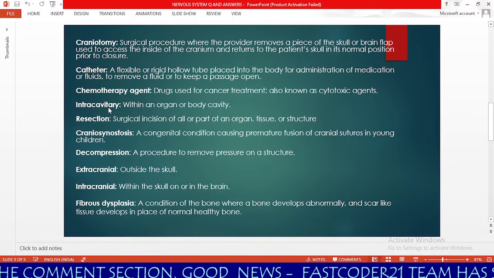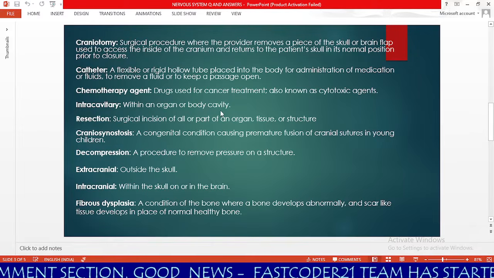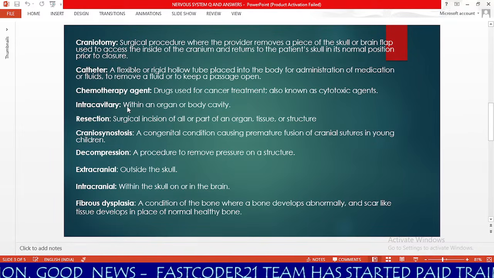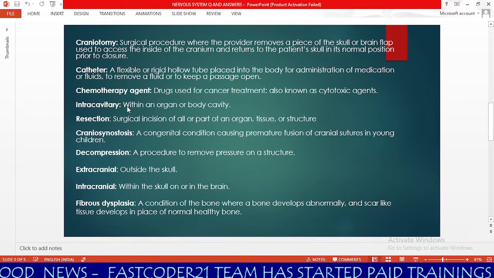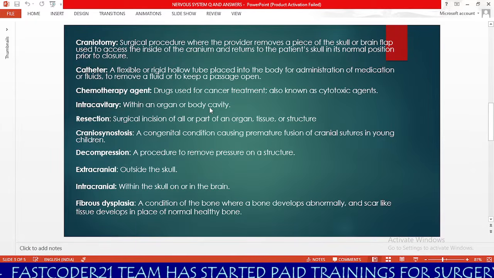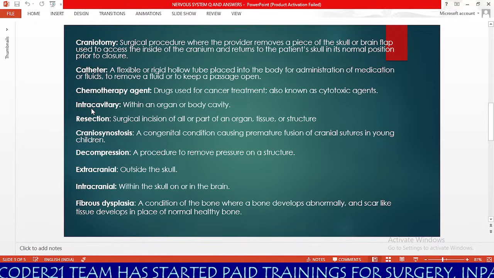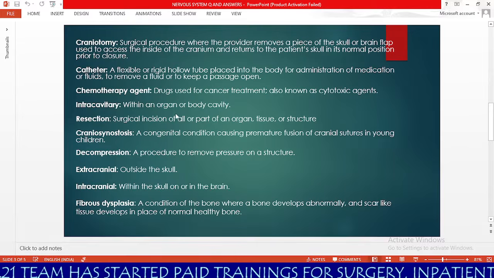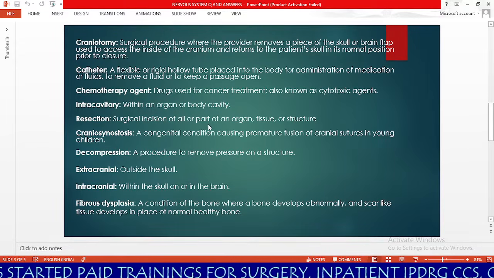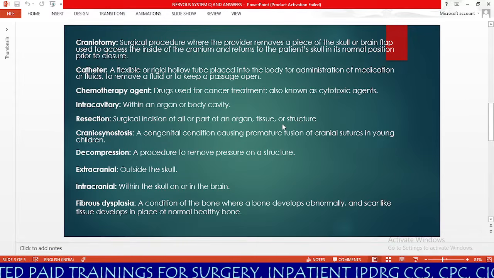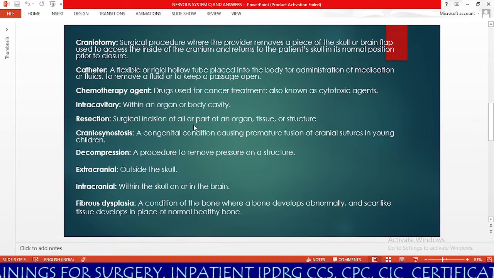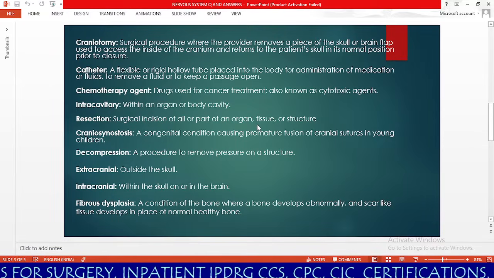Next one is intracavitary, within an organ or body cavity. As all of us know, we have a number of cavities in our body system. Whenever you see cavitary, remember that it means within an organ or body cavity. Intra means within or inside, so inside the body cavity. Next is resection, surgical incision of all or part of an organ, tissue or structure. Resection is the surgical incision or excision of part of an organ or the total organ.